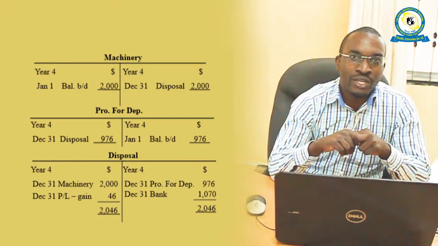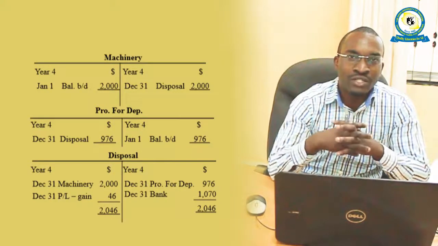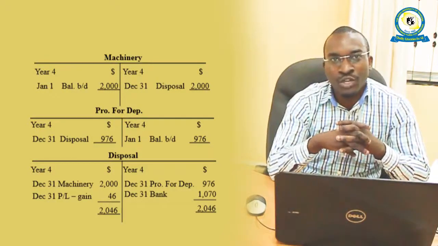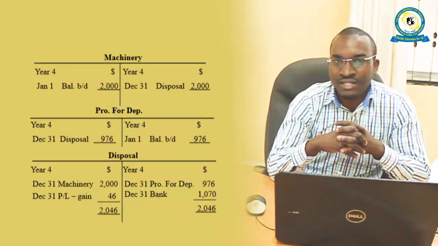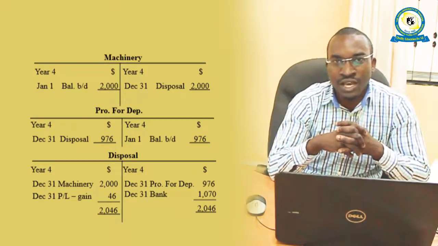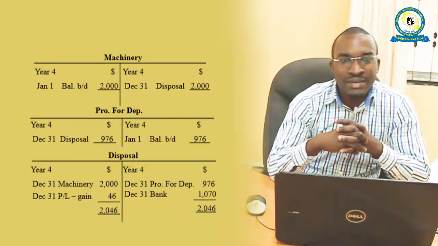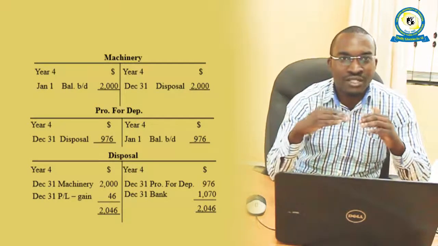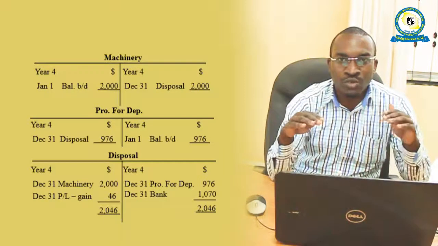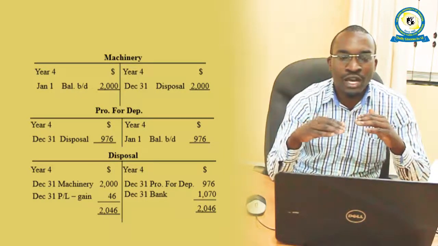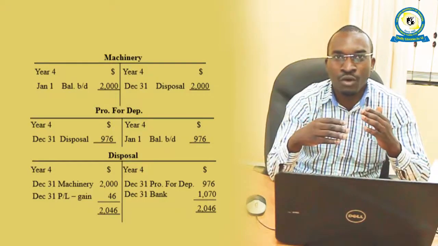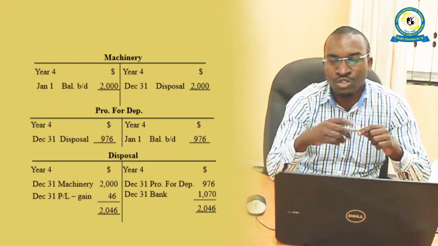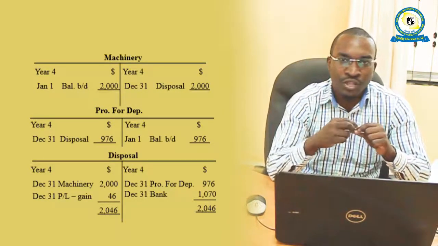But again, we went into the provision for depreciation account, and there was an accumulated depreciation of 976, and we are going to close this account by debiting the provision for depreciation account and taking that amount to the disposal account. So the difference accounts for the profit or loss of the disposal. Now, we assume that we are going to dispose of this machine for 1,700.